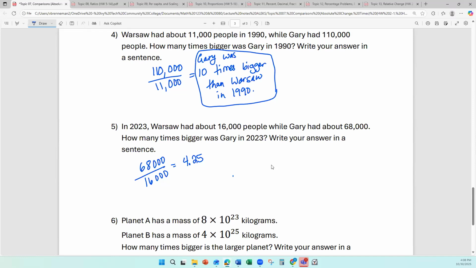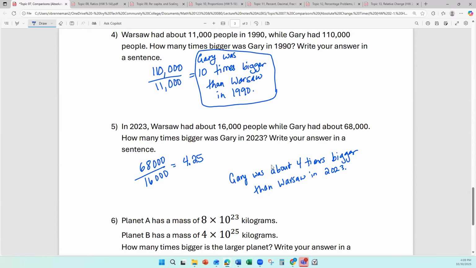round off and say like Gary was about 4 times bigger than Warsaw in 2023. Now, these sentences aren't necessarily completely clear. Just from the sentence itself, it might sound like we're talking about the area, the size of the city in that sense versus the population. So you could say Gary's population was this many times bigger than Warsaw's population, to be completely clear.